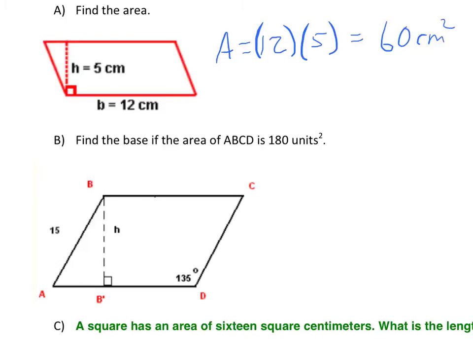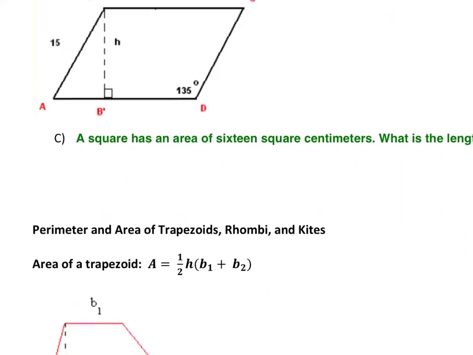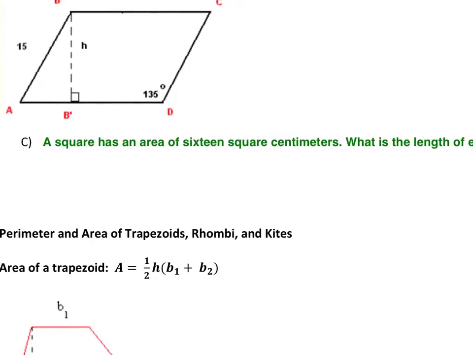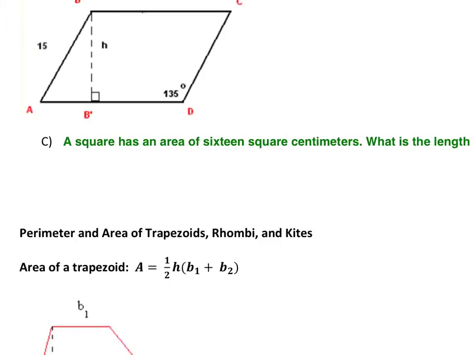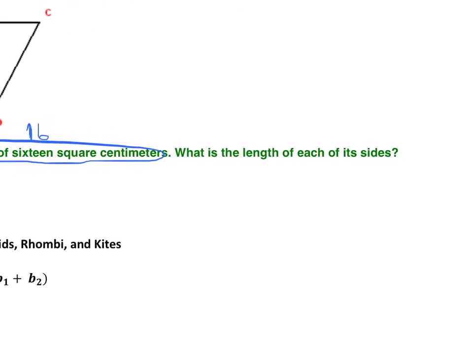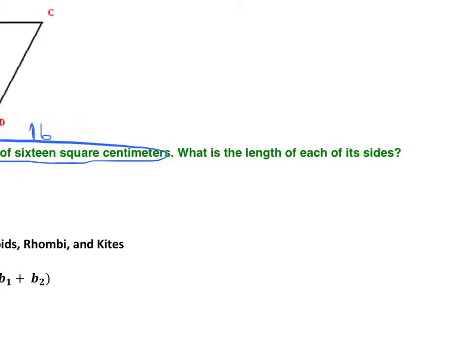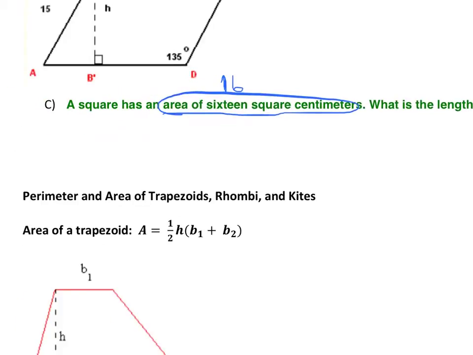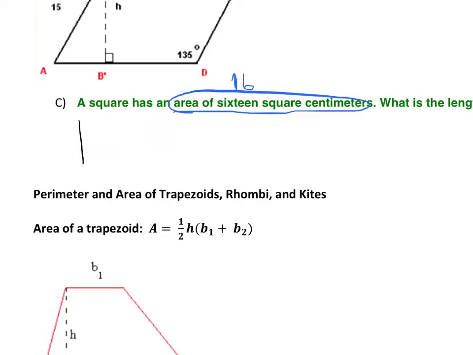I'm going to skip this next question and go down to C here first. So here we have a square, has an area of 16 square centimeters. What is the length of each of its sides? Now again, it's a square. So if we have a square, we have the properties that all sides are equal length. We know that the area, this is a parallelogram, so the area is base times height.